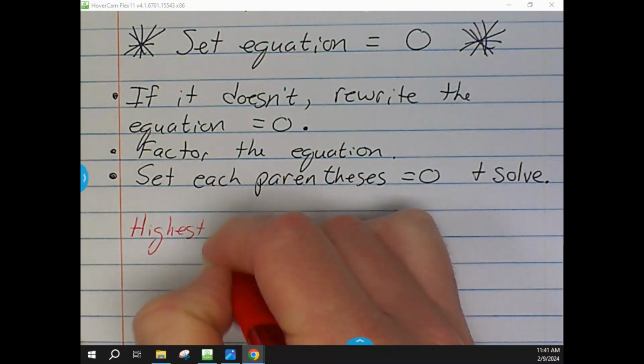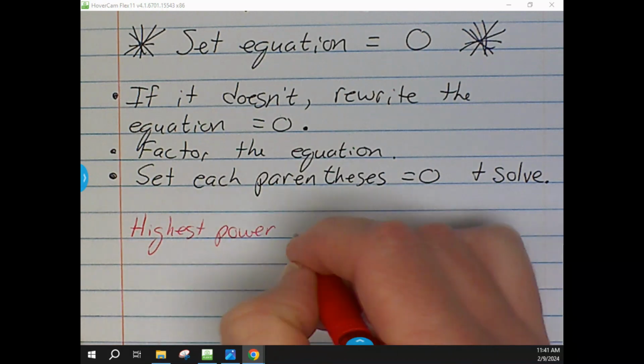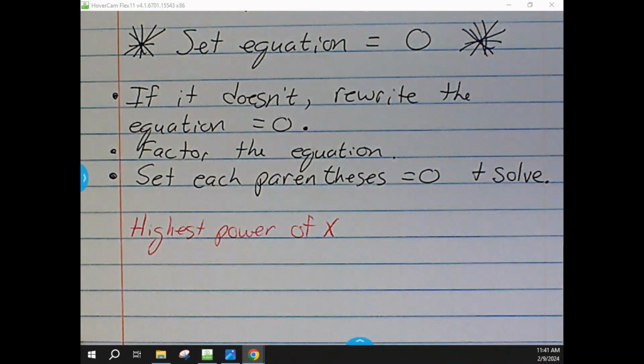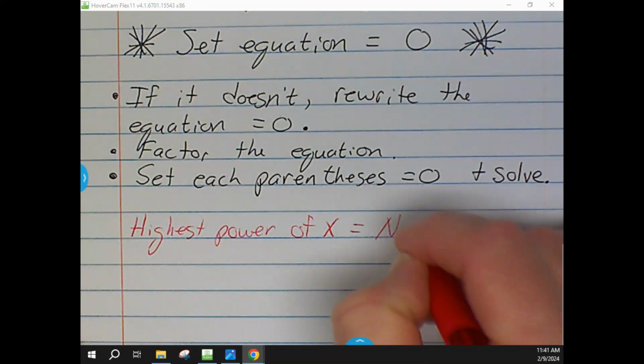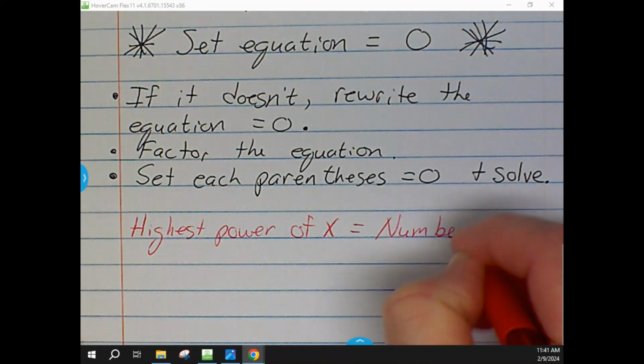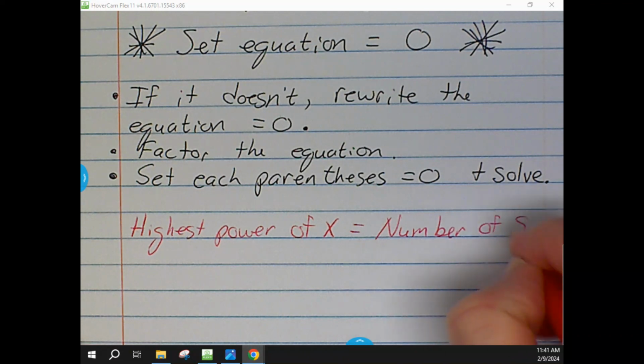Okay, now one other thing we're going to add into this one. Whatever your highest power of x is, or whatever variable they give, if it's t or m or x or p or q, doesn't matter, we'll just say your highest power of x, that also equals the number of solutions.